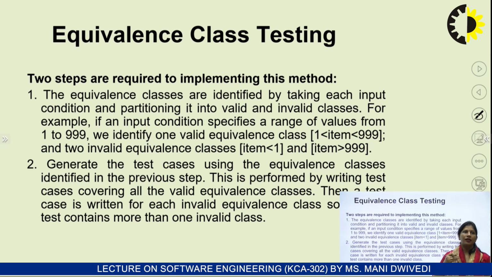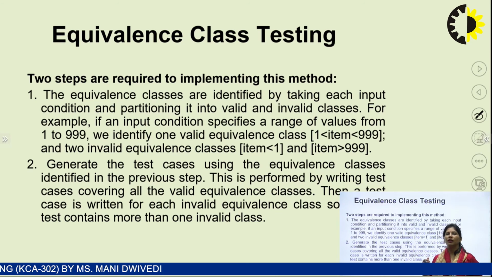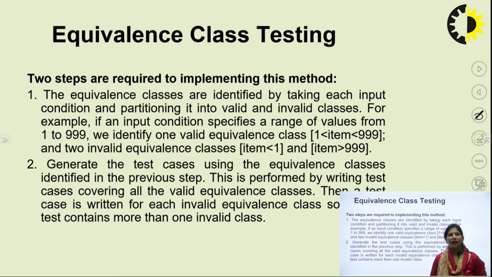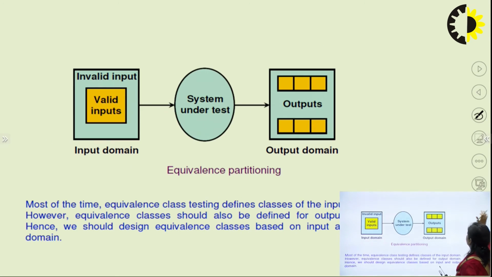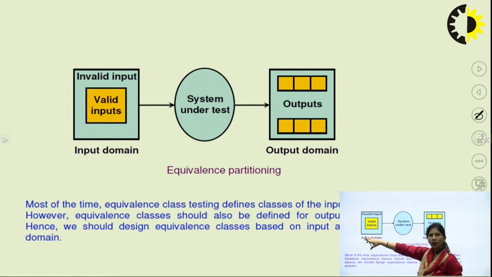The second step is to generate the test cases using the equivalence classes identified in the previous step. This is performed by writing test cases covering all the valid equivalence classes, and then writing test cases for each invalid equivalence class also, so that no test contains more than one invalid class. Here the input domain contains both valid inputs and invalid inputs, and the system is under test.